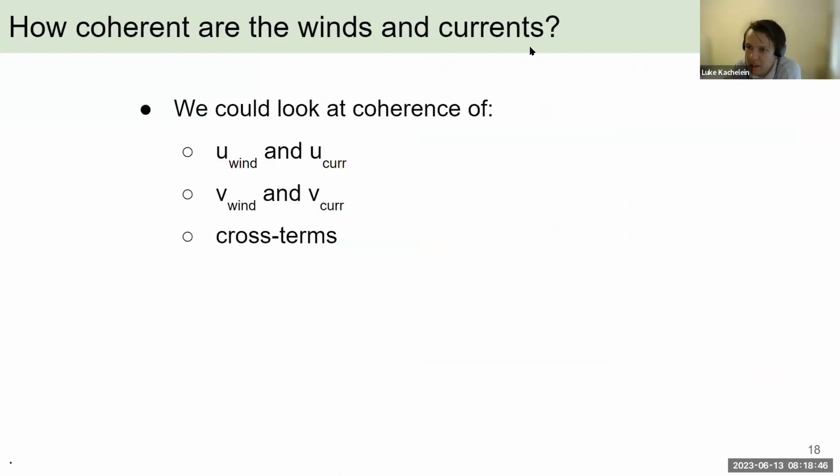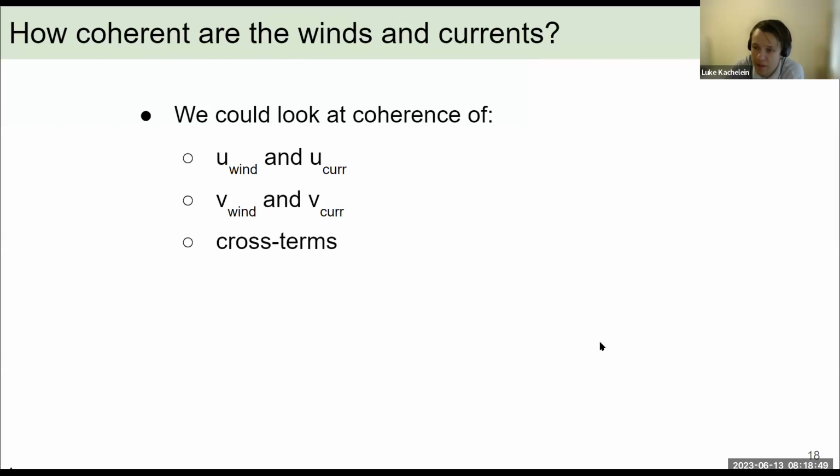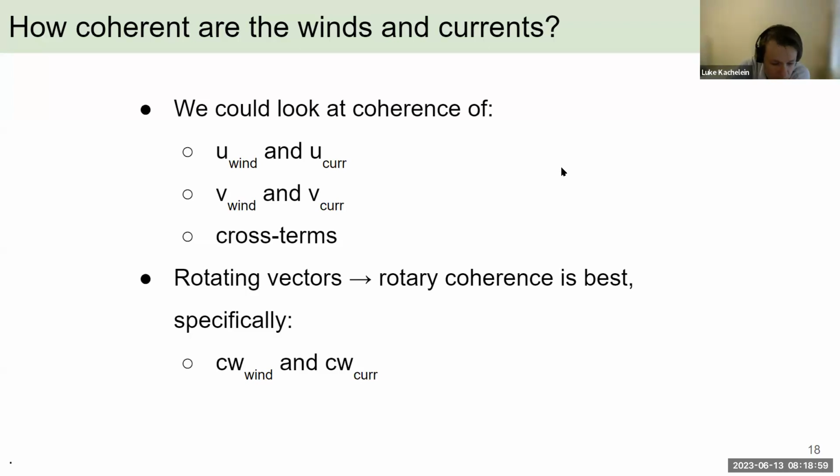So how coherent are the winds and currents? Well, we could look at the coherence of the meridional and zonal components, and also their cross terms. But what we're actually going to do, because we've already started with a rotary power spectrum and these processes are strongly polarized, is look at a rotary coherence. If you don't regularly calculate rotary spectra and coherence estimates, there's a lot of thinking your brain has to do to really understand what's going on. But basically, how much is the clockwise component of one process statistically related to the clockwise component of the other, and vice versa for counterclockwise, as well as their cross terms.